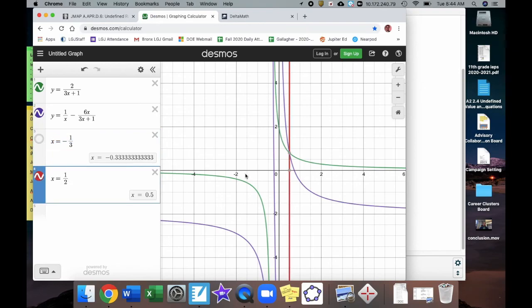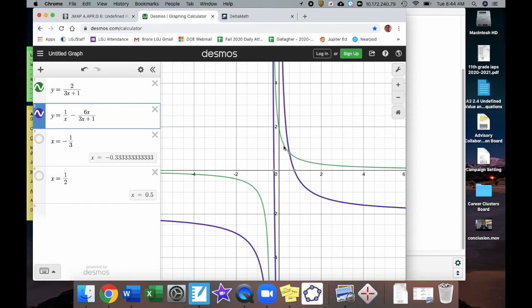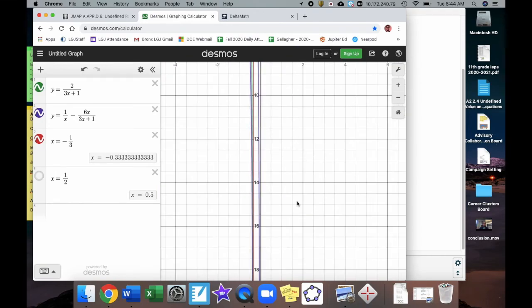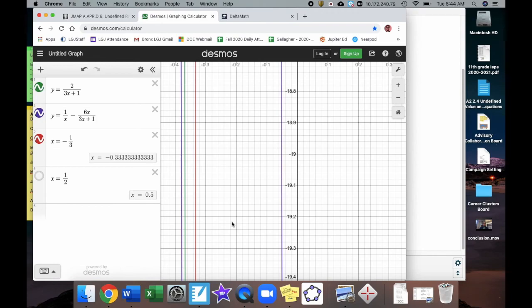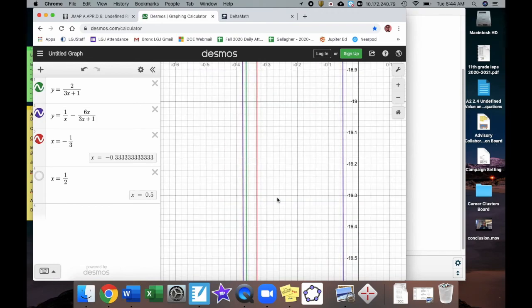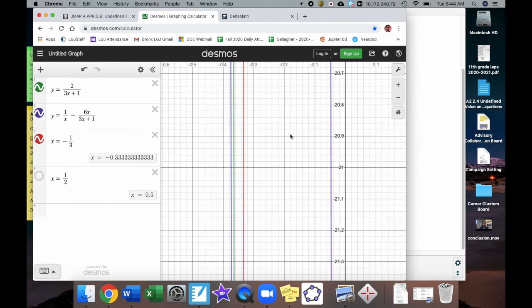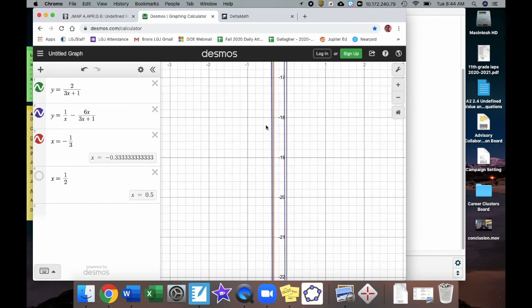So I can turn this on, and we see right here, that's a point where the purple and the green intersect. So that means that this one checks out. x equals 1/2 is a solution. I can check this one as well. And I want to see if these two are going to intersect. You see how they're always really close? Like no matter where we go, they just keep getting closer. Well, that's telling us that it's not going to work for us.